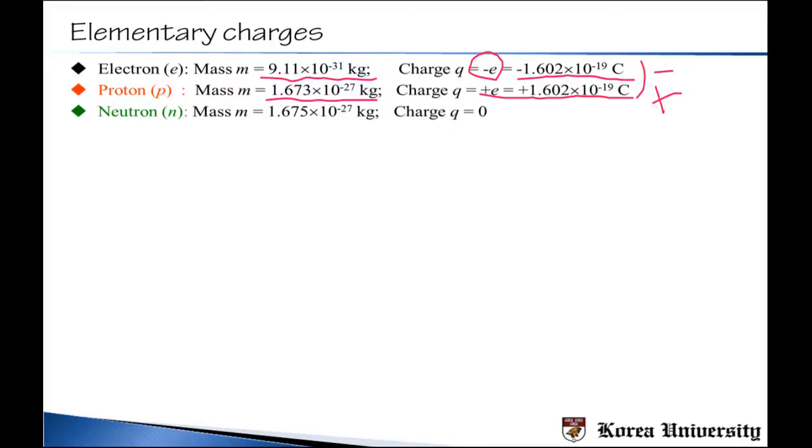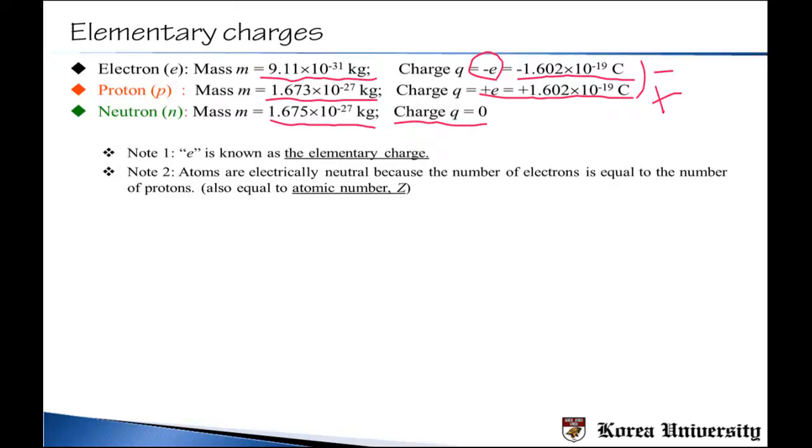And then the neutron mass is very similar, not exactly the same, but very similar to the mass of the proton, but it has the charge 0. So as you can see, these three most important subatomic particles have different masses and different charges. Some are similar, some are very different. Basically, all of them are explained in terms of elementary charges.